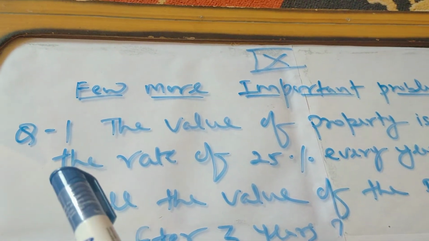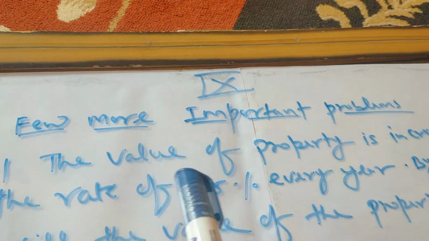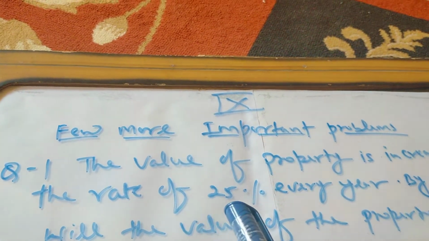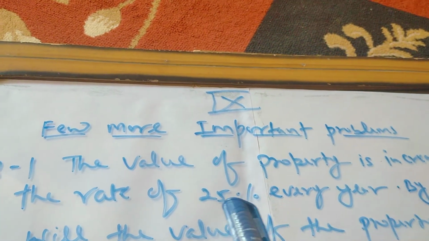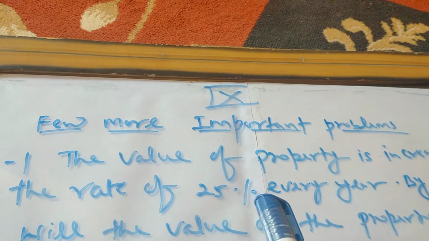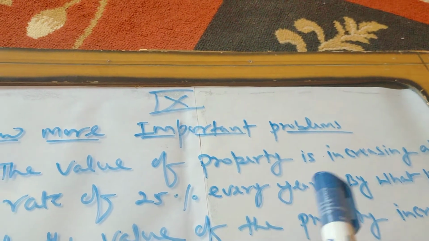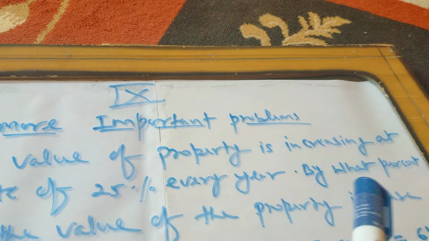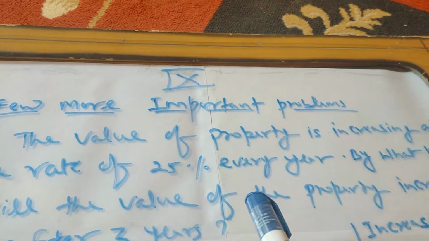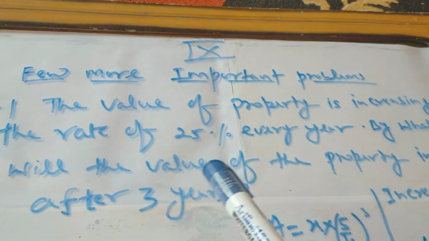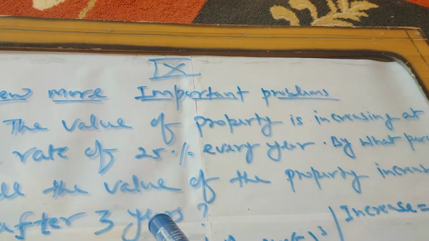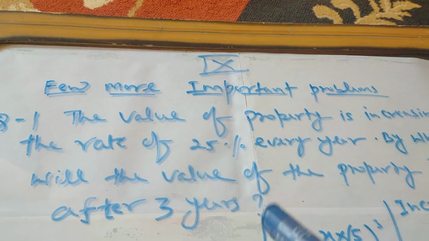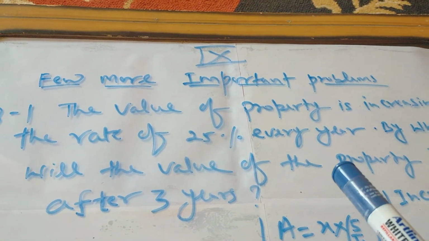What was the question? The value of the property is increasing at the rate of 25% every year. Means rate is given, R is 25%, and it is increasing, means it is appreciation. By what percent will the value of the property increase after 3 years? Increase after 3 years means what will be the percentage? Means we have to find the percentage.